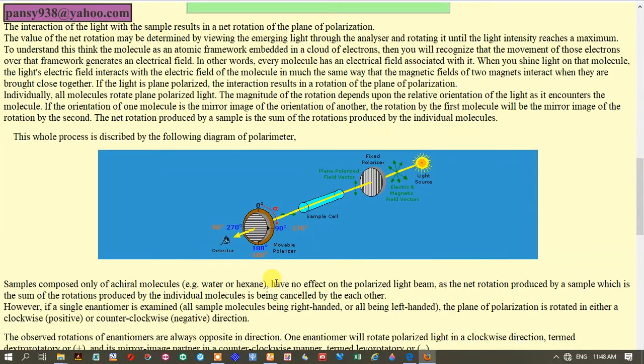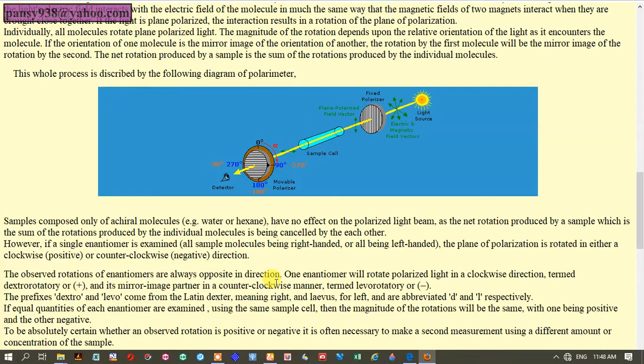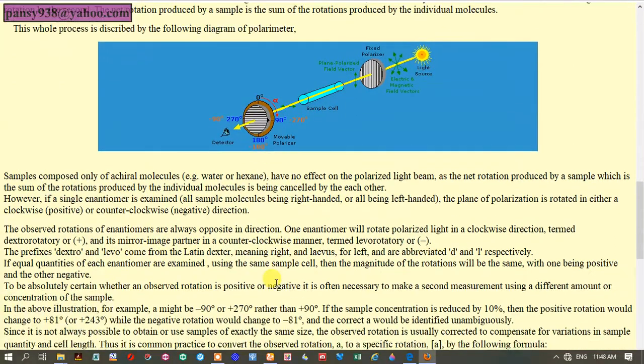A sample composed only of achiral molecules like water or hexane has no effect on the polarized light beam, as the net rotation produced by a sample, which is the sum of the rotations produced by the individual molecules, is cancelled out.